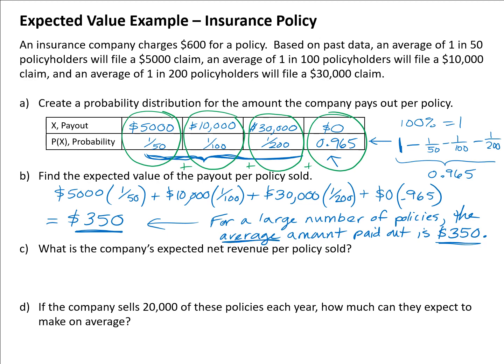So we have to talk about that being an average, and it's per policy. Let me put that in. It's $350 per policy. It's important that you recognize that it's for each individual policy.